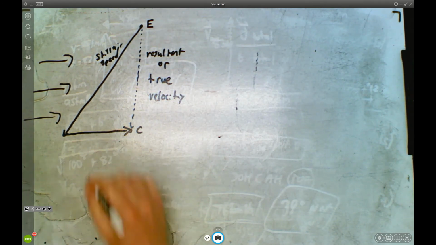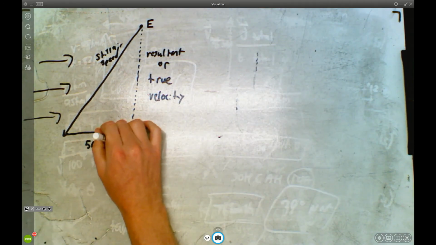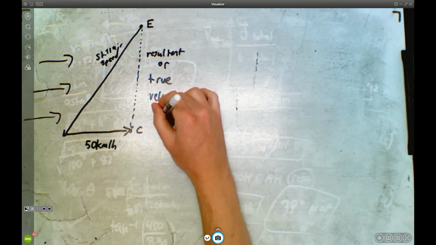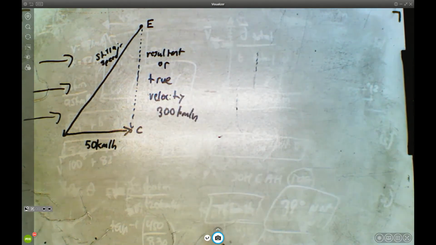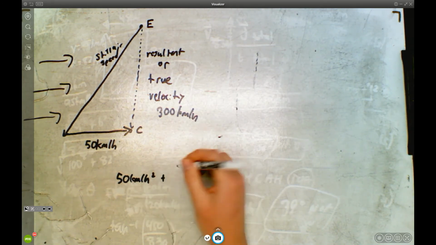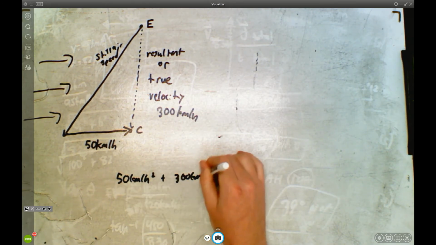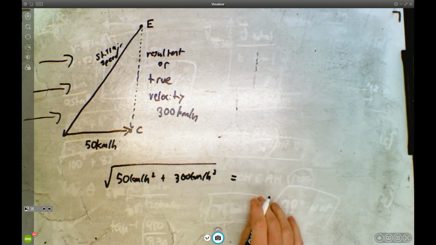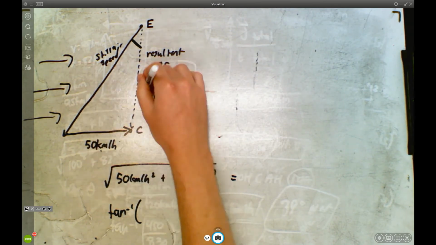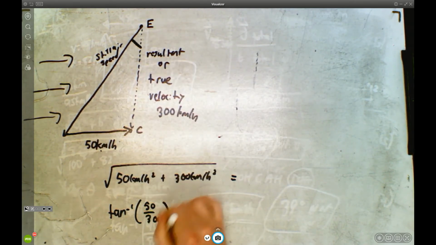So we can fill in some stuff. It says that the wind is 50 kilometers per hour. It says that the plane is scheduled to fly at a velocity of 300 kilometers an hour that way. It's asking for our still airspeed, so we need to find this, which is our hypotenuse. So we have to do 50 kilometers per hour squared plus 300 kilometers per hour squared and square root it, and we can find our speed. Then to find our angle, we're going to do tan inverse of opposite over adjacent, so 50 over 300. We'll do both of those in our calculator.